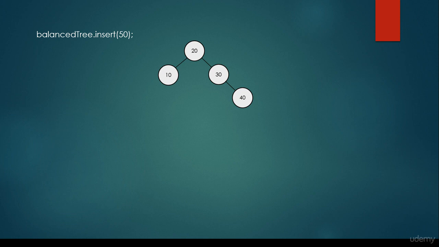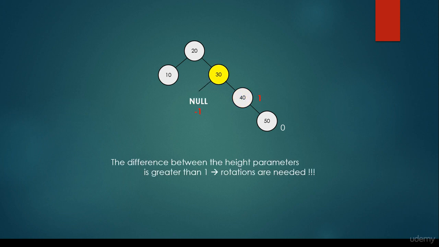50 is greater than the root node, so we go to the right. 50 is greater than 30, so we go to the right. 50 is greater than 40, so we insert it to be the right child of 40. Let's check the AVL properties and the height parameters. The 50 is a leaf node, so it is balanced. The 40 has a left child with -1 and the right child with 0 height parameter. This subtree is balanced. Keep going in the direction of the root node.